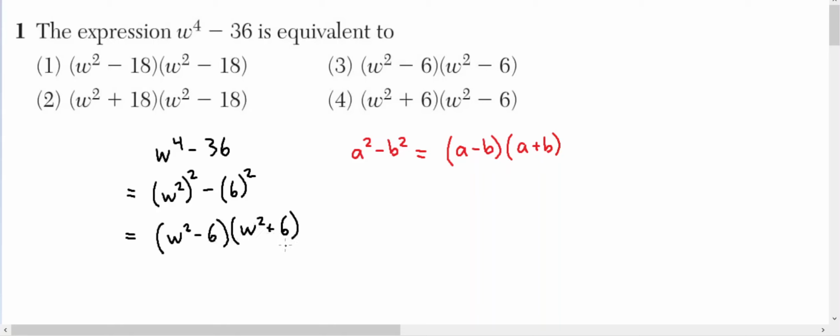Now because multiplication is commutative, we can swap this order around and compare that to the choices involved here. So it's got 6 on the edges, so we should look at choices 3 and 4. And we need the signs to be different. That looks like we've got choice 4. So the answer to question 1 is choice 4.